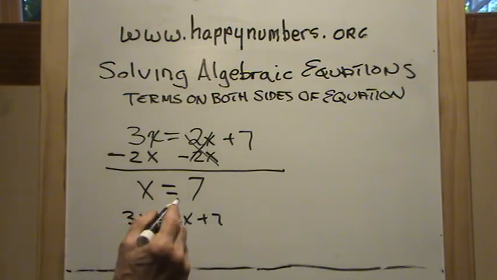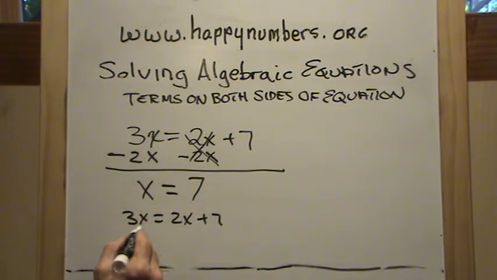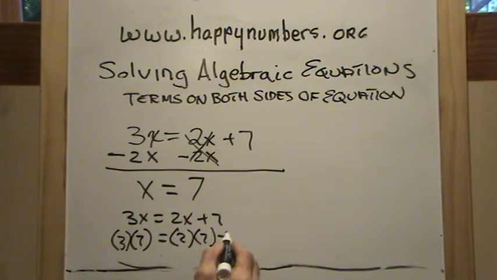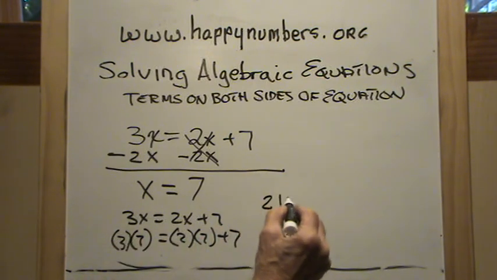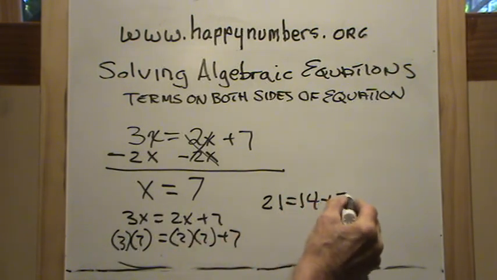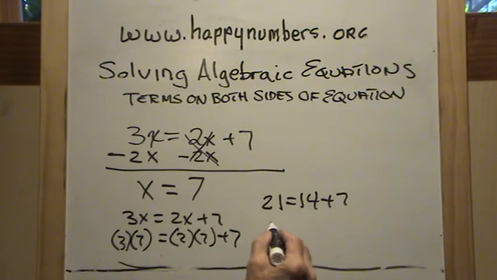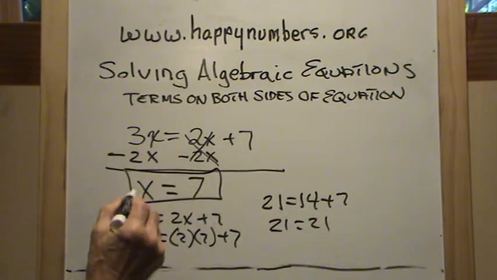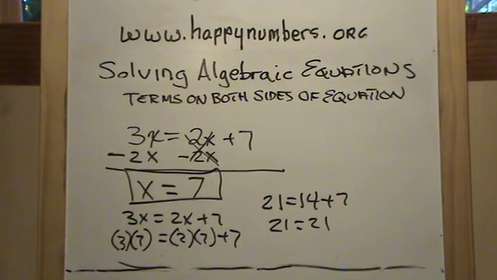Well, let's substitute 7, which is x, in our equation. 3 times x, which is 7, is equal to 2 times x, which is 7, plus 7. Well, 3 times 7 is 21 equals 2 times 7 is 14 plus 7. Well, 14 and 7 is 21. So 21 equals 21. So our solution, x equals 7, is correct.